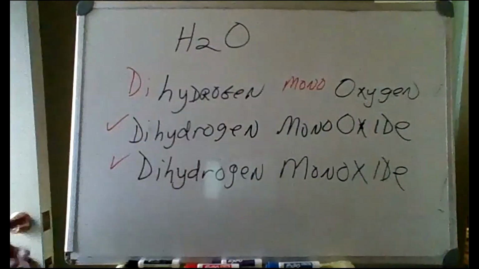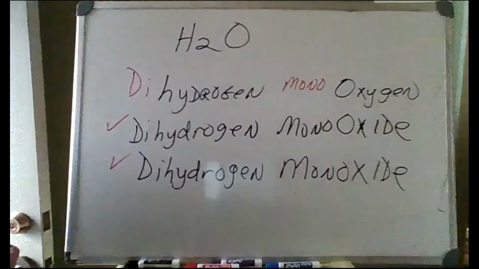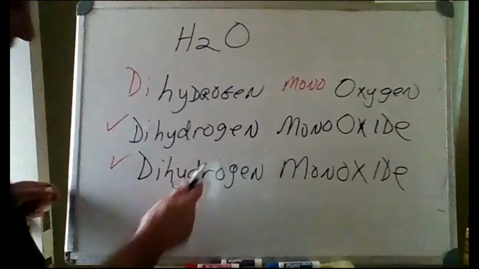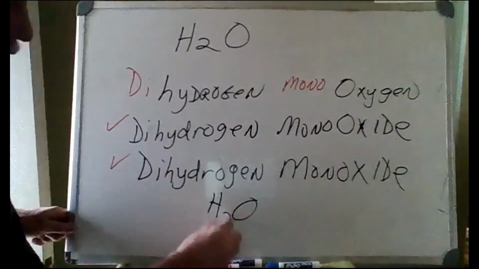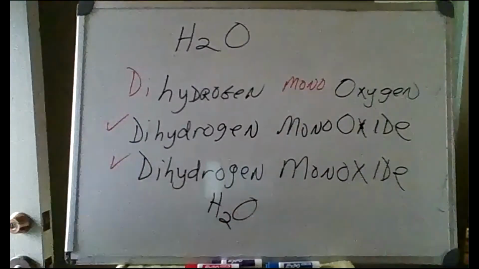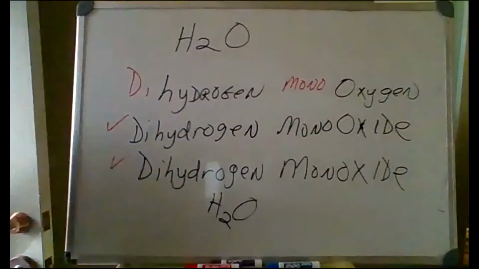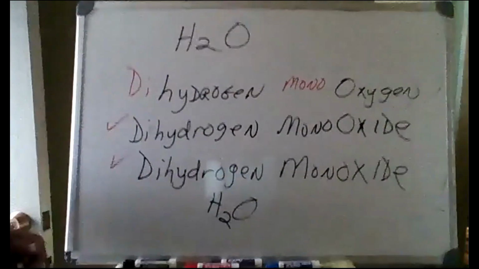Let's look at now, what if I give you the name, and you have to come up with the molecular formula? Well, let's see. Hydrogen is H, oxygen is O, di is 2, and mono is 1. H2O. Very simple. This is much easier than doing the ionic compounds. Much, much easier.